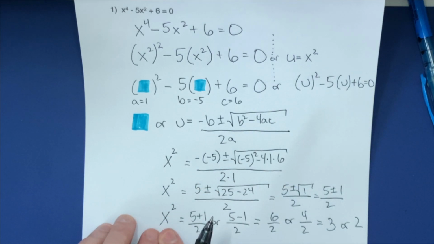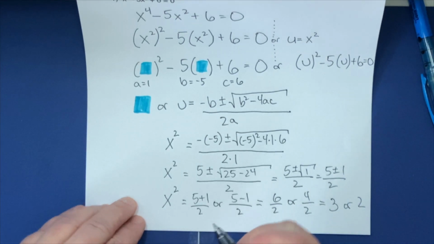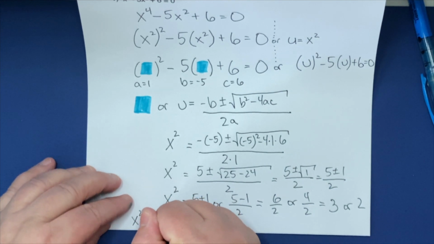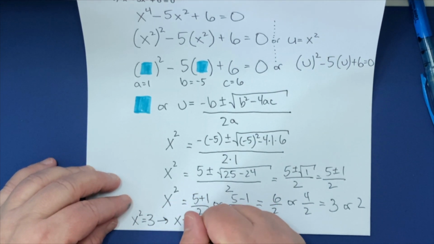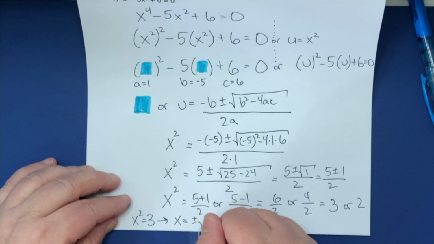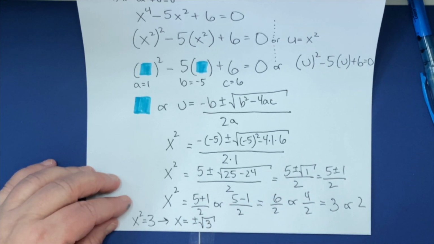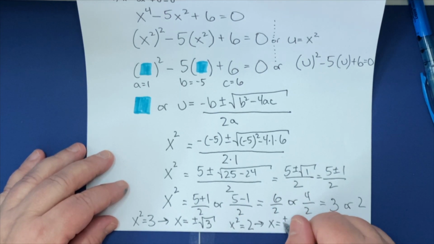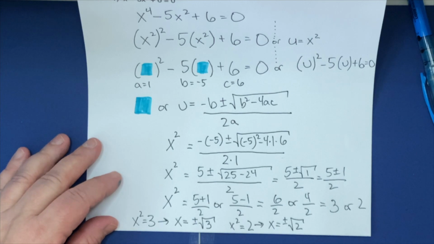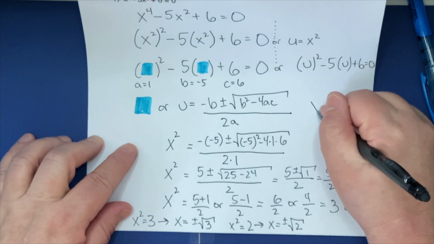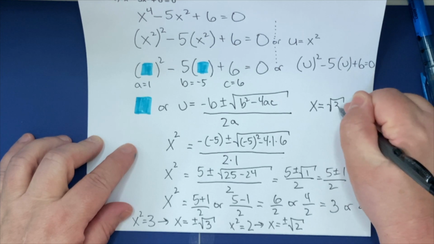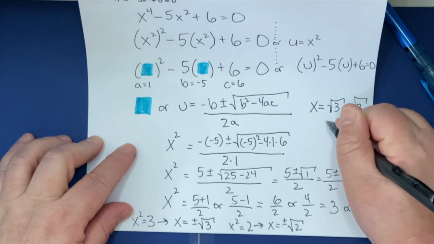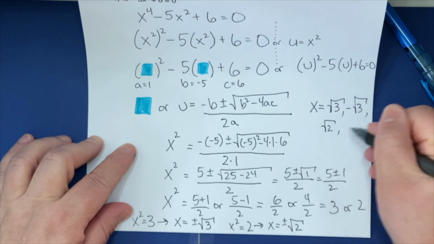So we've got x squared equals 3, or x squared equals 2. So if x squared equals 3, that means that x equals plus or minus radical 3. Does that make sense? And if x squared equals 2, that means that x equals plus or minus radical 2. So our answers, let's see, where do I have space? I'll put it up here because I've got a little bit of space. Our answers are actually radical 3, negative radical 3, or the opposite of radical 3, radical 2, negative radical 2.